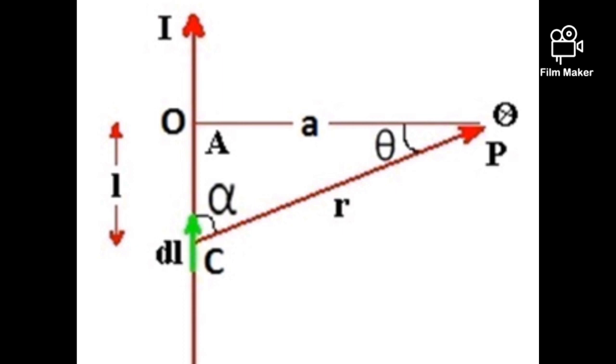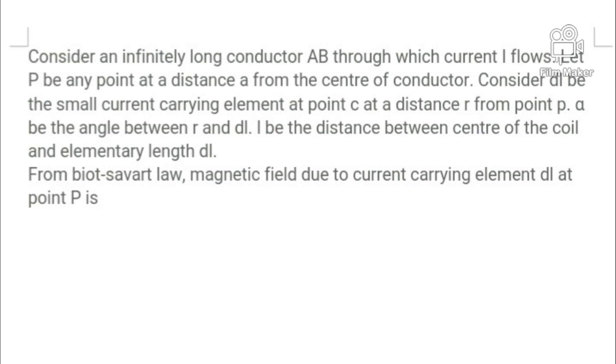Now, by applying the law, we have to calculate the total value. For that, we have to consider something. Two, three lines you have to write, like here: consider an infinitely long conductor AB through which current I flows. These are general lines that you have to write from the given figure. No need to learn these lines. You can write them yourself from the figure only.